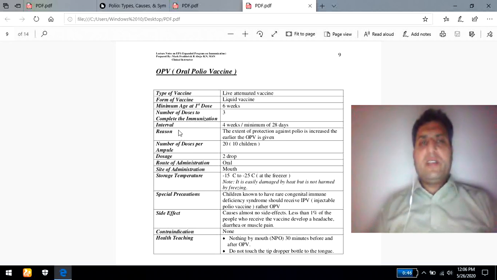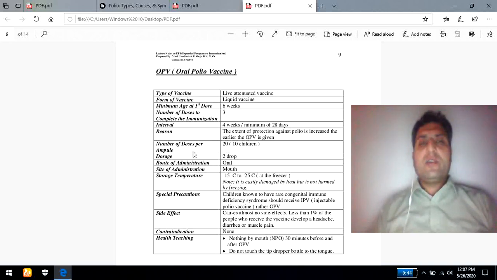What should be the basic interval? Of course it's very important: 4 weeks, or at least a 1 month interval, should be there between 2 consecutive doses. The next one is reason. What's the basic reason? The basic reason for the OPV is to protect newborn babies and children, especially from the virulent effect of poliomyelitis. So this is the basic reason.